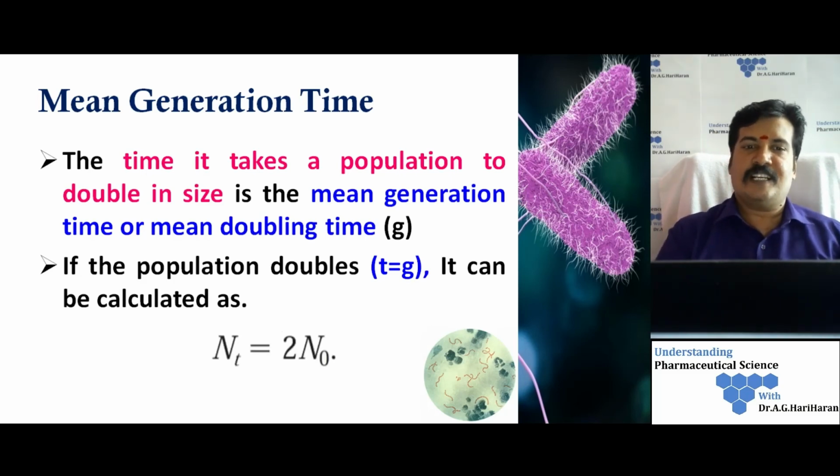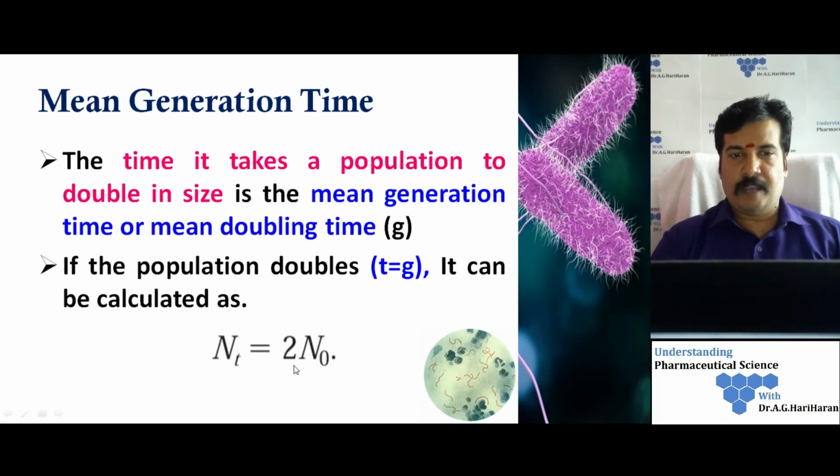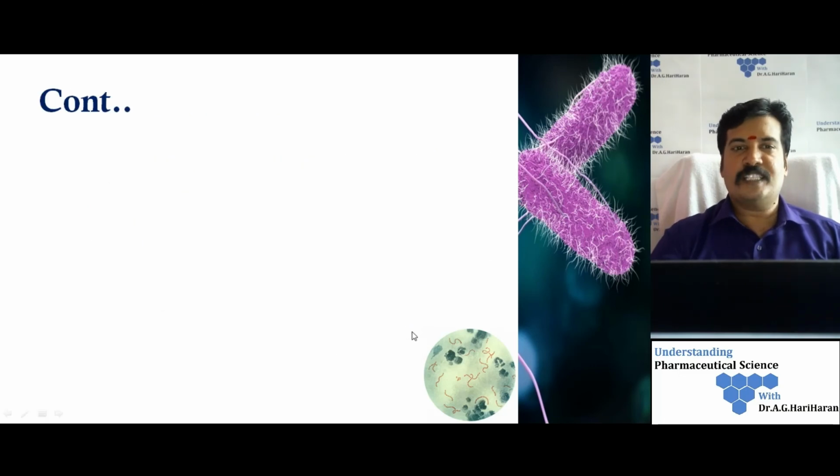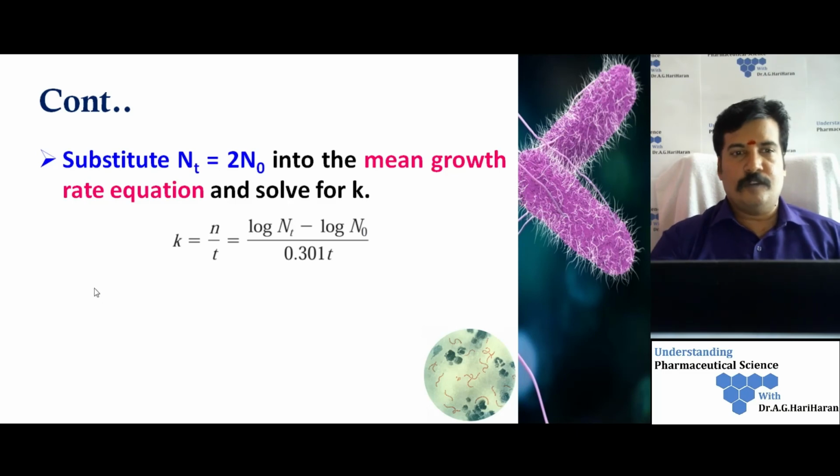So let us consider nt is the time at which the population doubles. Nt is equal to 2 times the initial population. That becomes the mean generation time, right? So we can substitute this into the generation time equation. We have the mean growth rate k is equal to n by t, that is log nt minus log n0 by 0.301 t. So instead of nt, we can put 2n0.